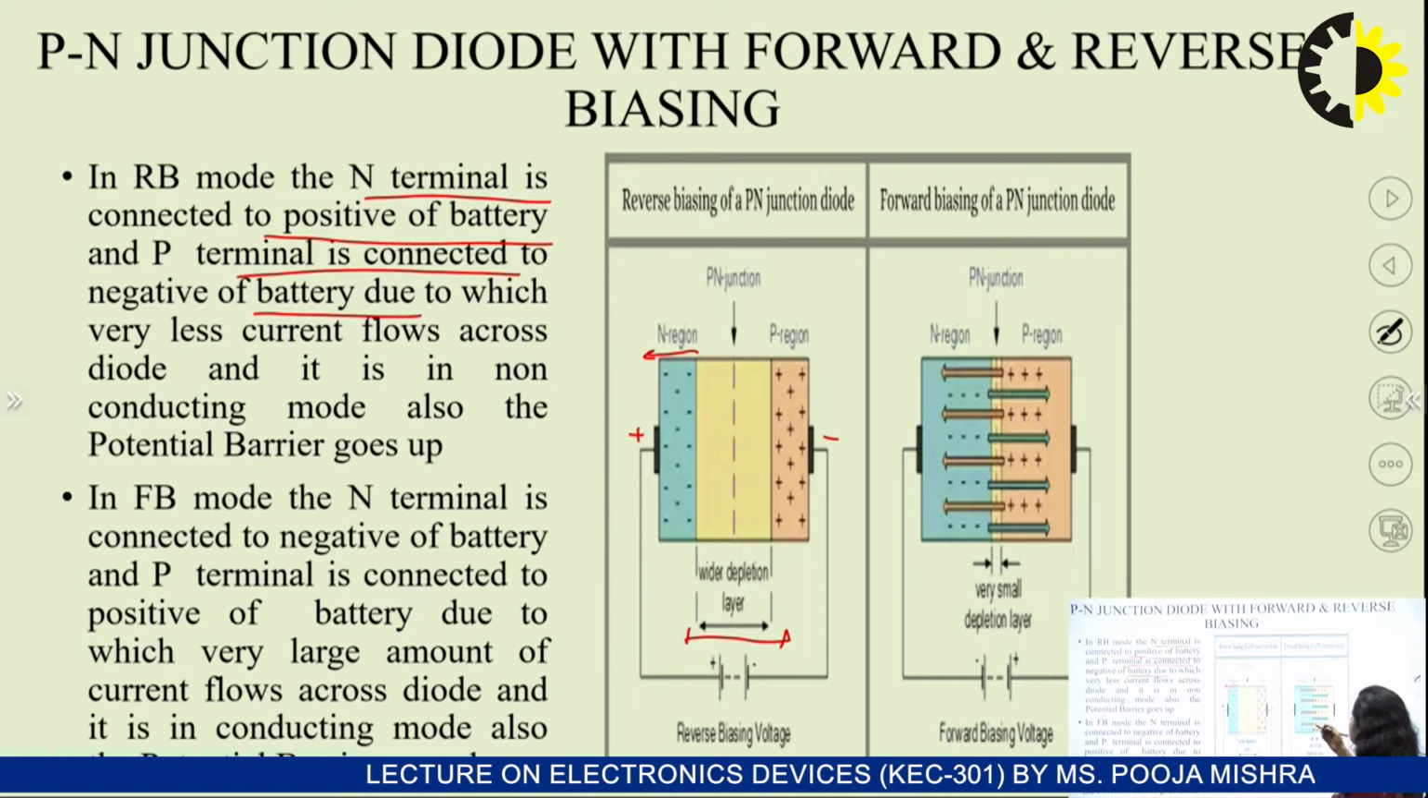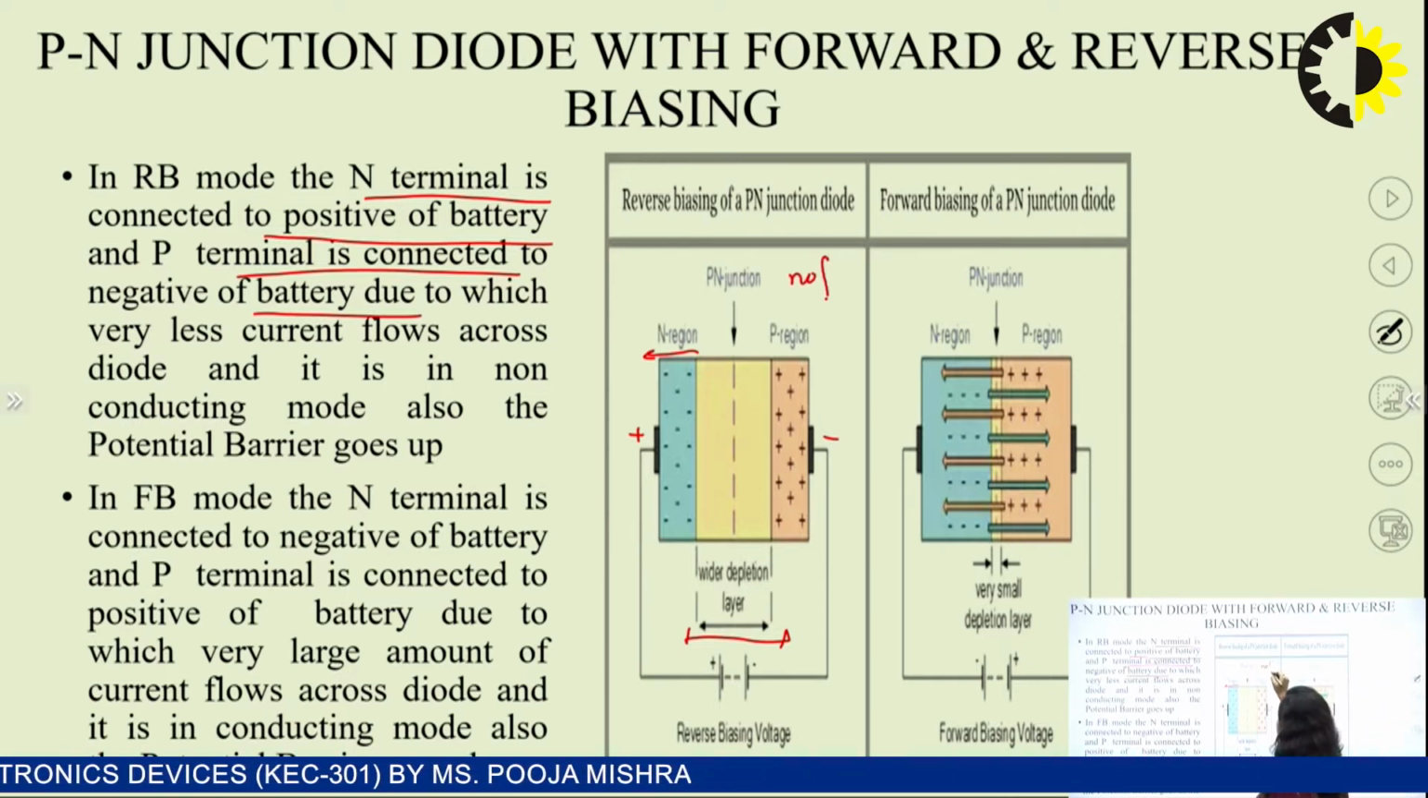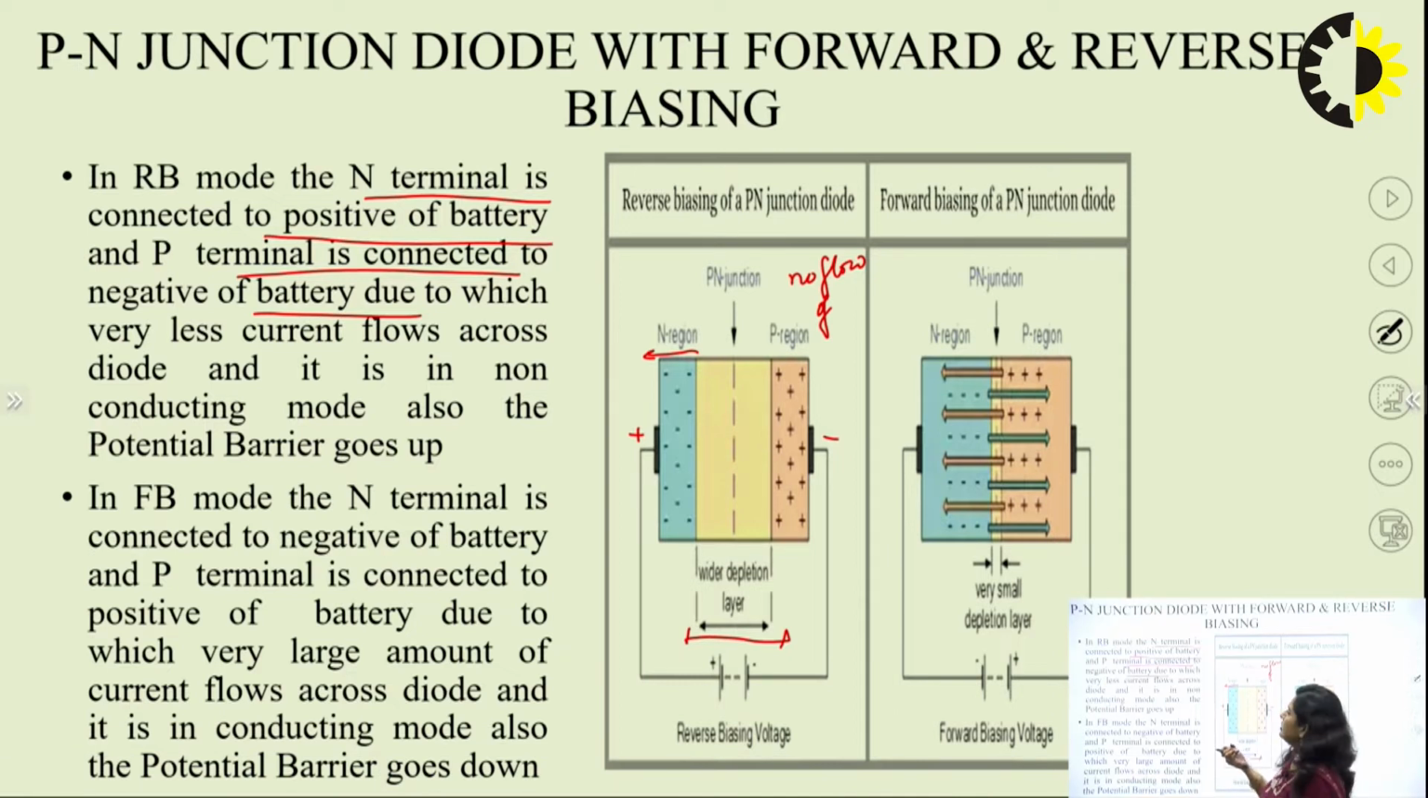So in this case, there is no flow of current, or a negligible amount of flow of current. Very little current flows across the diode, and it is in non-conducting mode, and also the potential barrier goes up. So here the potential barrier will again go up to a certain level.